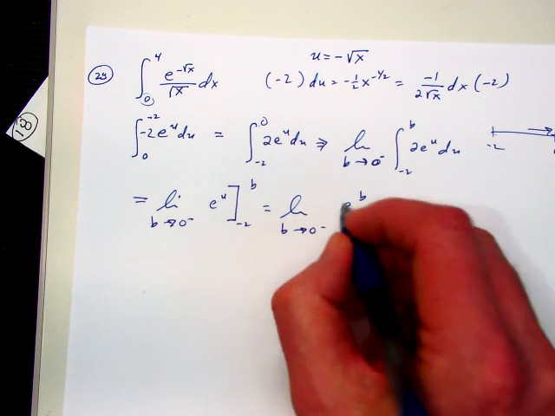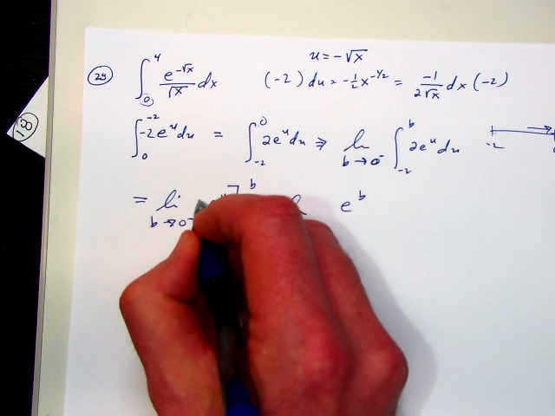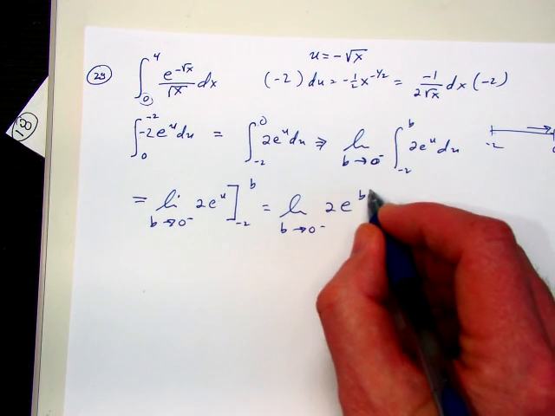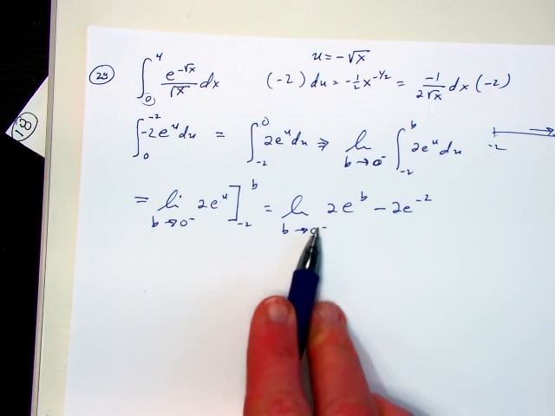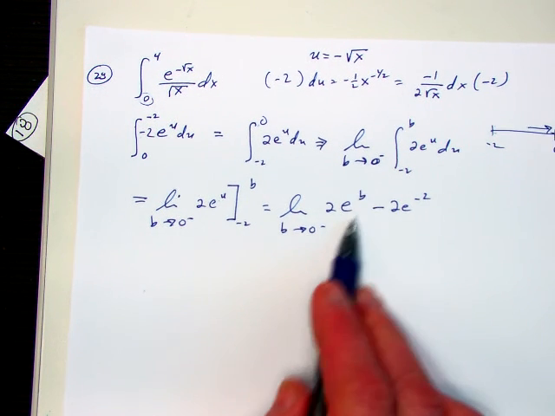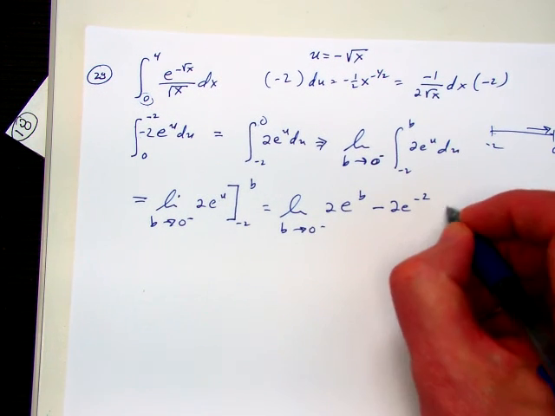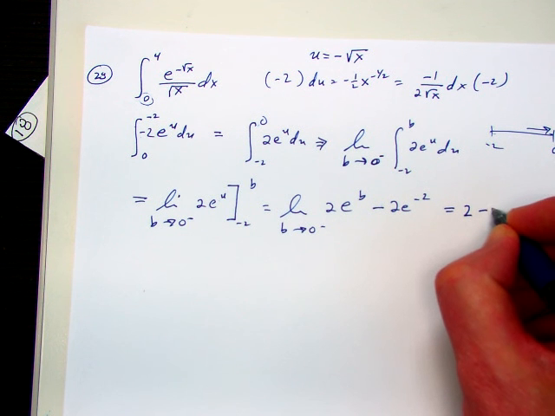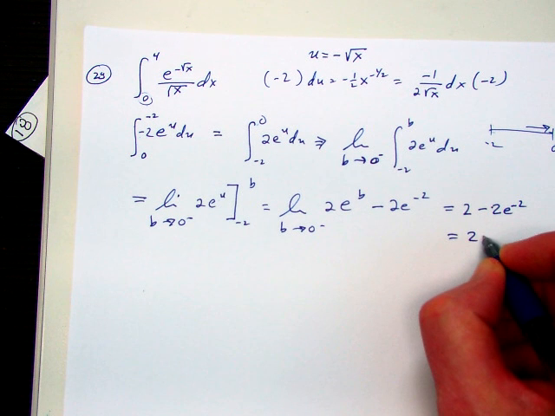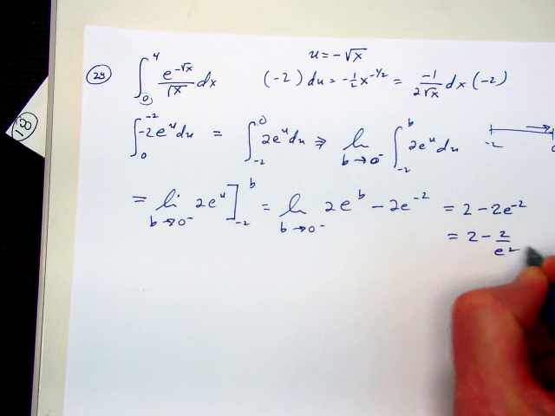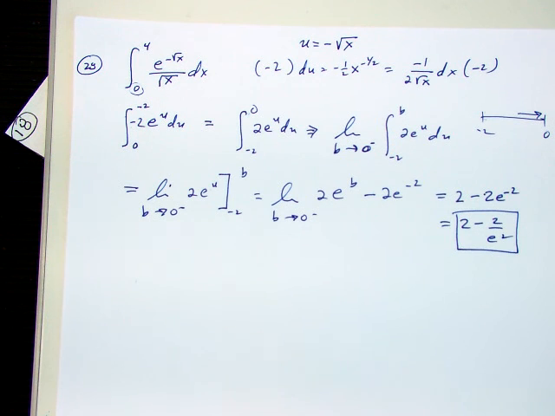I'm sorry, I dropped my 2 here. Minus 2e to the negative 2. Well, as b approaches 0, this is 1. So what do I get? I get 2 minus 2e to the negative second, or I could just write it as 2 minus 2 over e squared. So it does converge. It is a finite area.